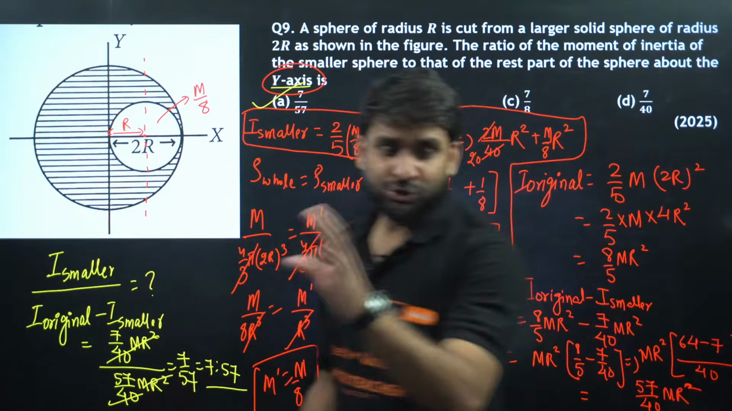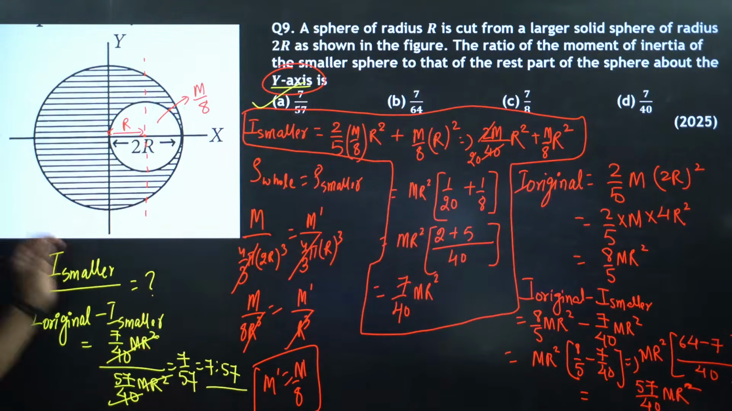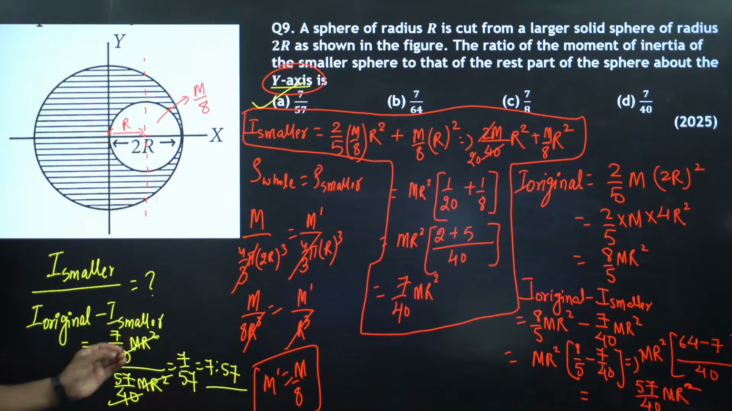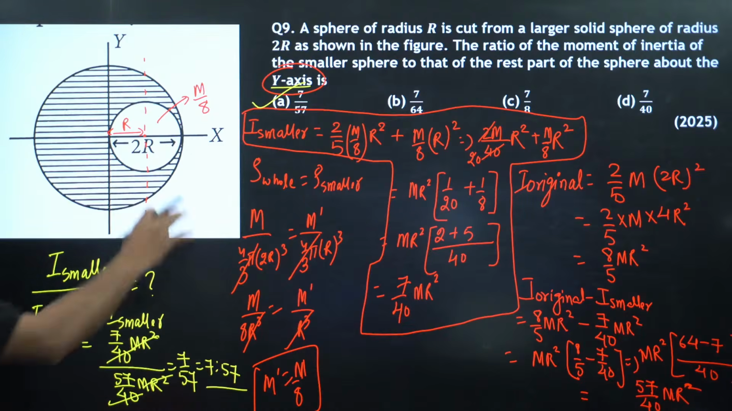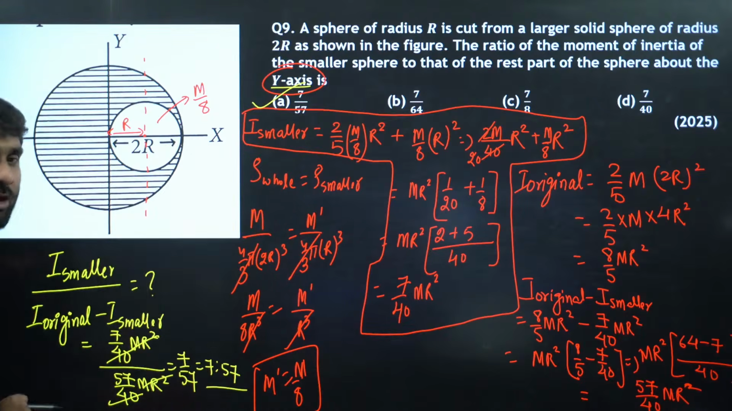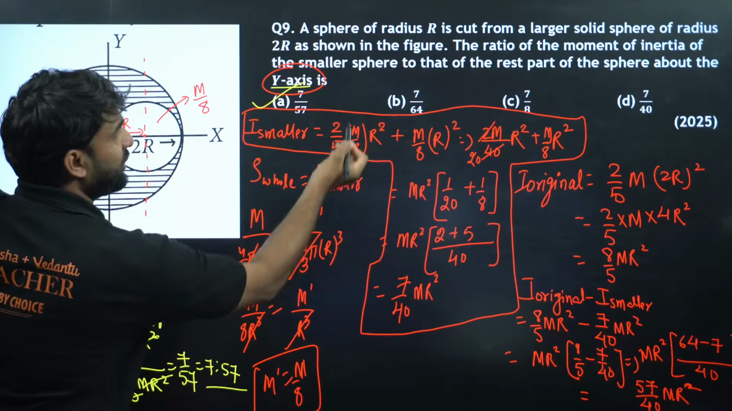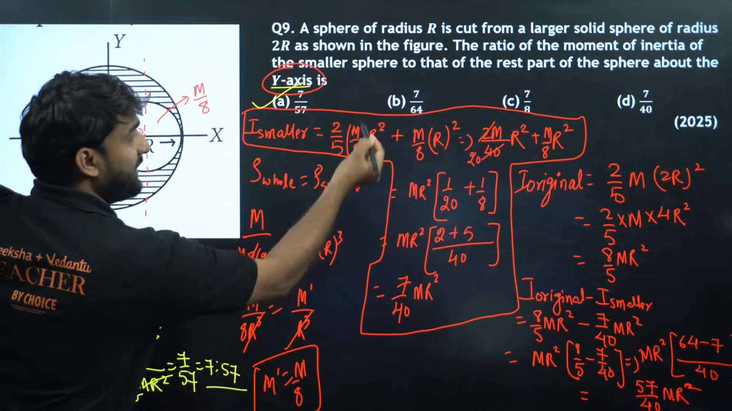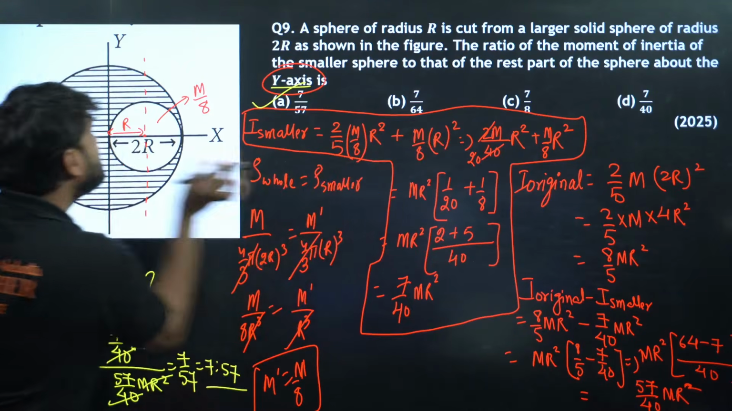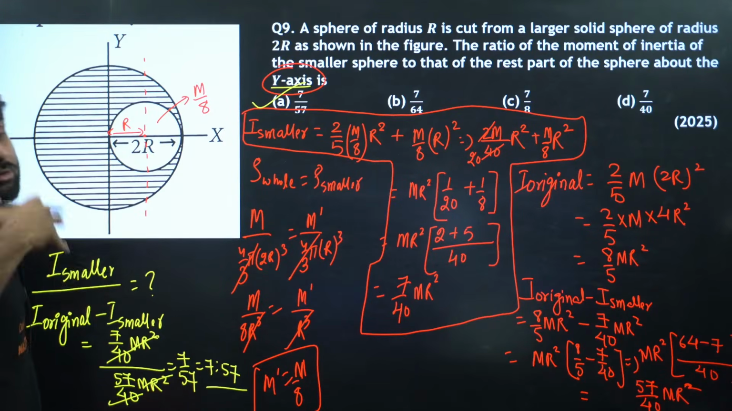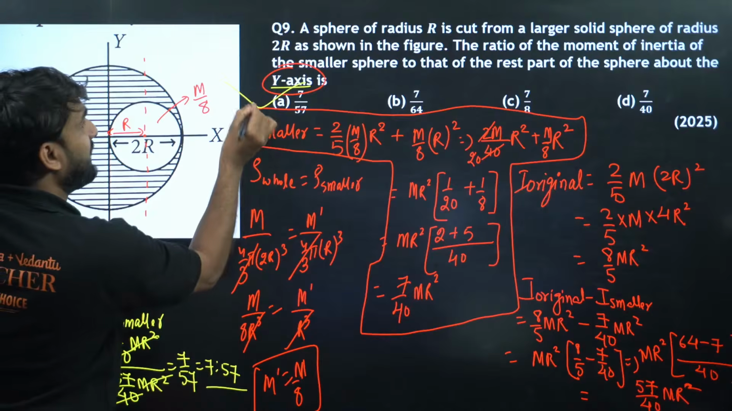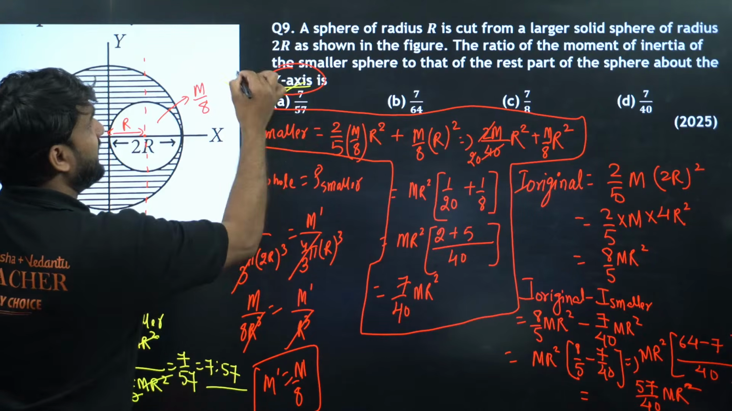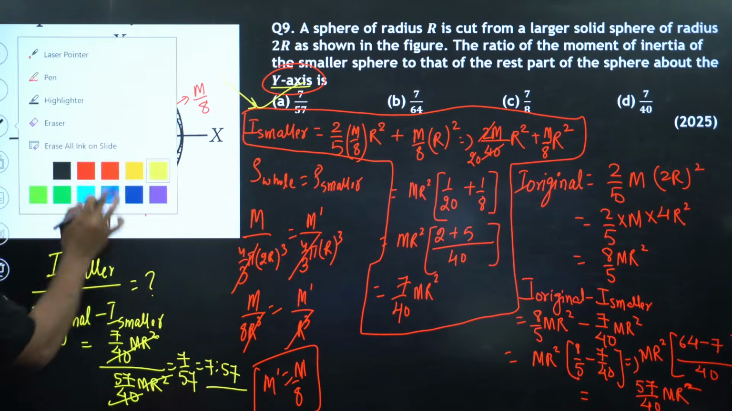Yes, take a screenshot everyone. Please take a screenshot of this solution. So this is the moment of inertia of smaller part, and the moment of inertia of smaller part will be 2 by 5 m by 8 r square plus mr square, because we want to find out the moment of inertia along this y-axis. So here we have applied parallel axis theorem. Please keep it in mind.